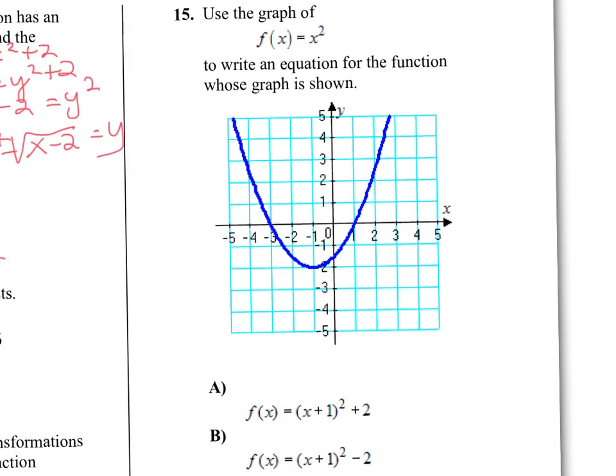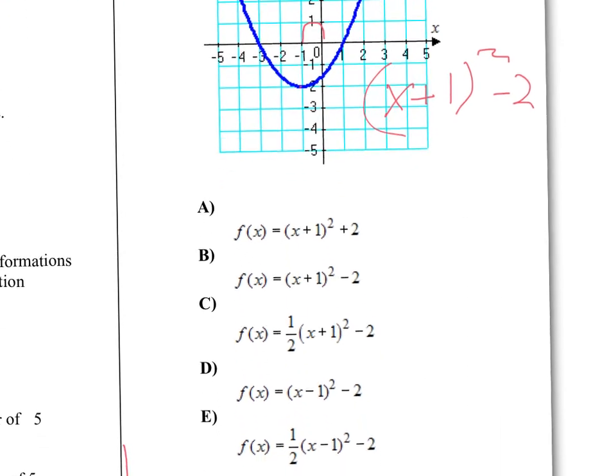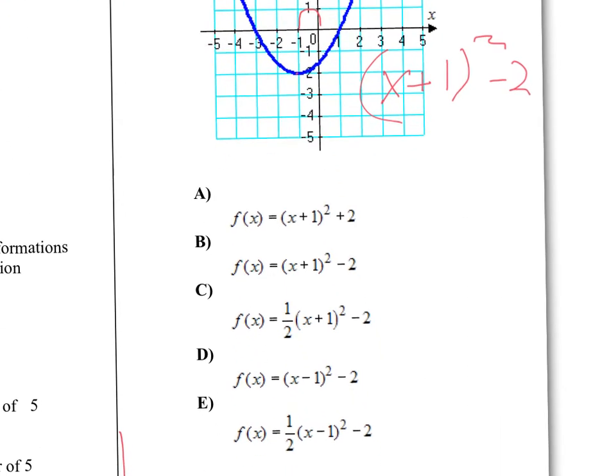Alright, let's go over here to 15. Use the graph of f of x equals x squared to write an equation for the function whose graph is shown. What we know is this graph has been shifted 1 unit in the x, so that's going to give me an x plus 1, because we subtract the negative shift. And we know it's going to be shifted down 2 in the y. So x plus 1 squared minus 2. Alright, we have a winner.